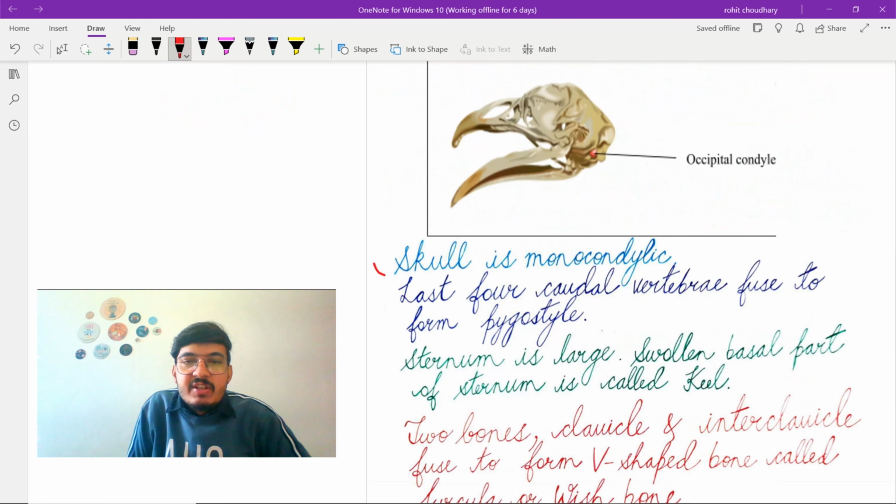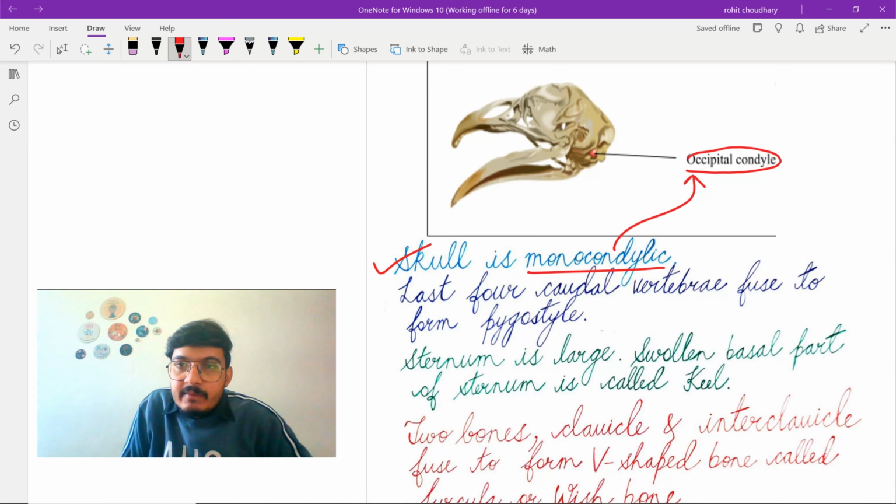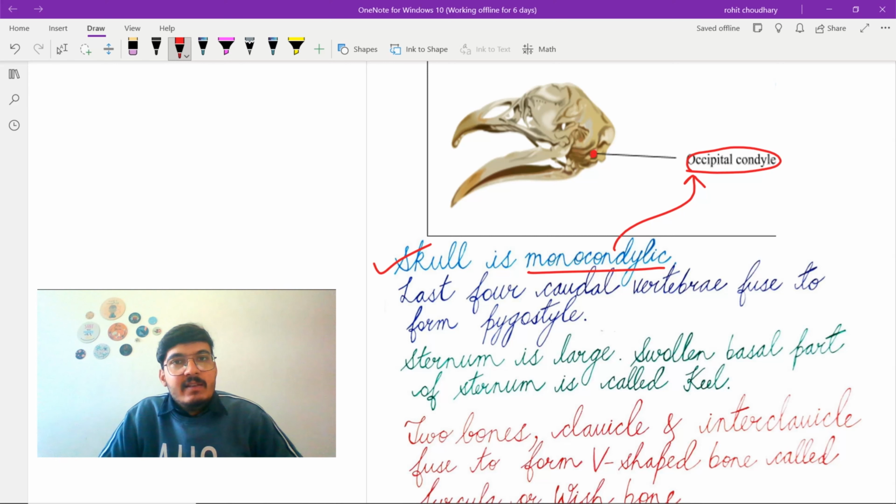The next feature is skull is monocondylic. As we can see in this picture that there is only one occipital condyle present. Here is the occipital condyle. And this single occipital condyle helps the birds to rotate their heads up to 270 degrees.